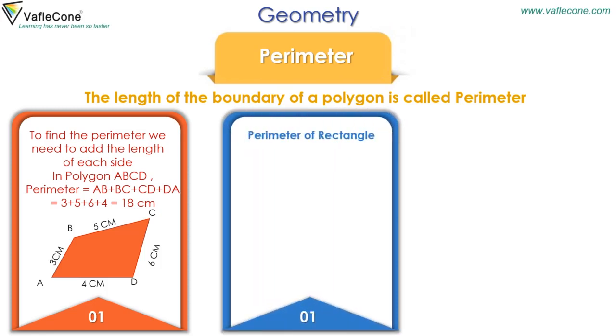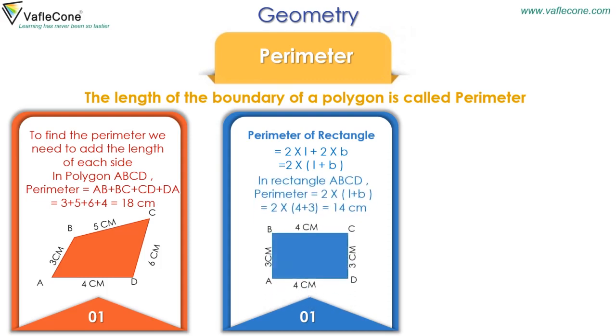Perimeter of rectangle. 2 into L plus 2 into B, that is, 2 into (L plus B). In rectangle ABCD, perimeter is equal to 2 into (L plus B), which is 2 into (4 plus 3) is equal to 14 centimeters.